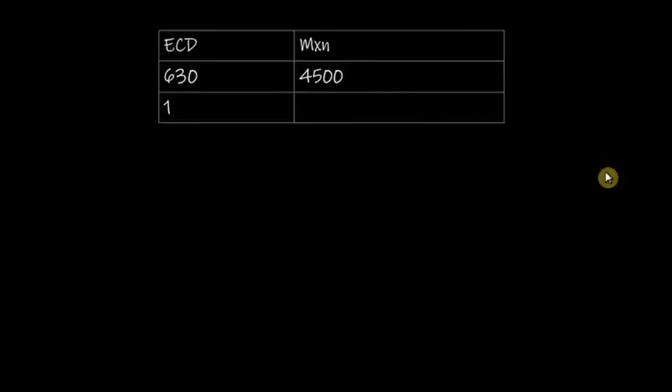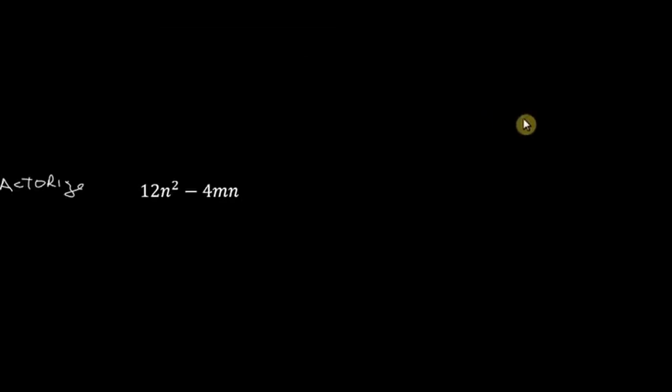In 1C, we are going to convert ECD dollars to Mexican dollars. In this case, we have 630 ECD dollars, and that we know converts to 4,500 Mexican dollars. So what is the value of 1 ECD? We simply divide 4,500 by 630, and that works out to be 7.14285.